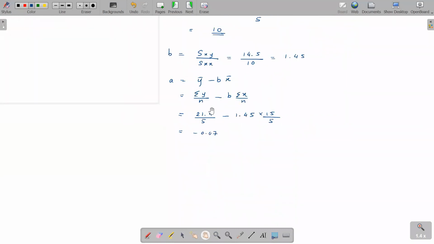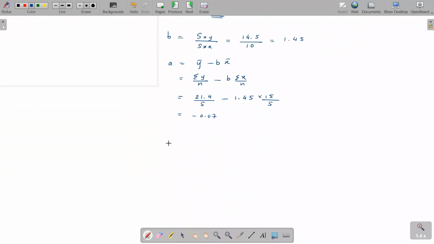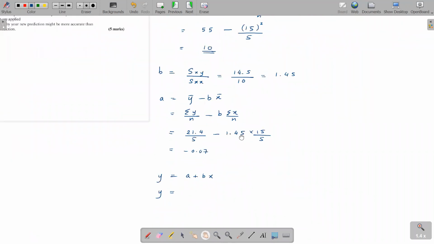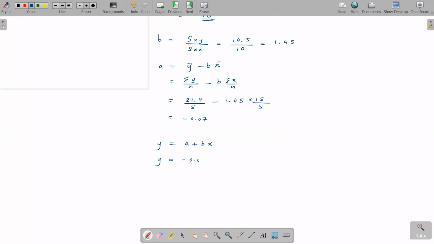All right, guys. So let's write the equation of the regression line, the line of best fit. y equals a plus bx. So y equals, guys, a is 10, right? No, sorry. a is minus 0.07, plus b is 1.45 times x. All right, guys. Okay, so we are done with this part. So let's move on to the next part.